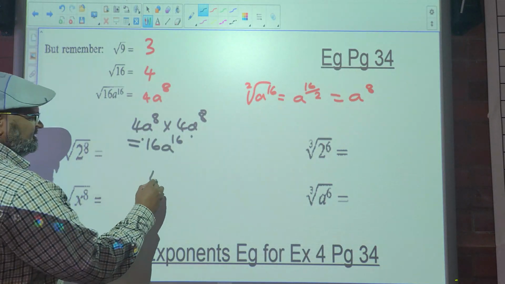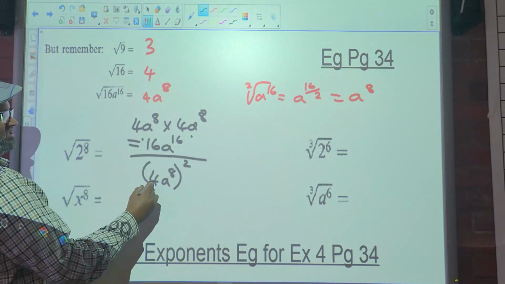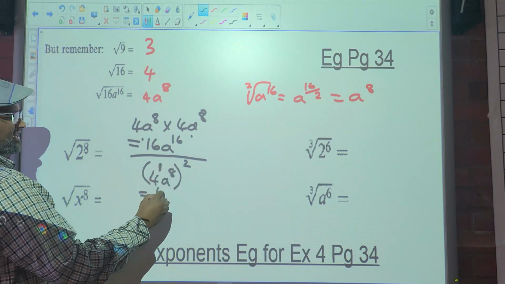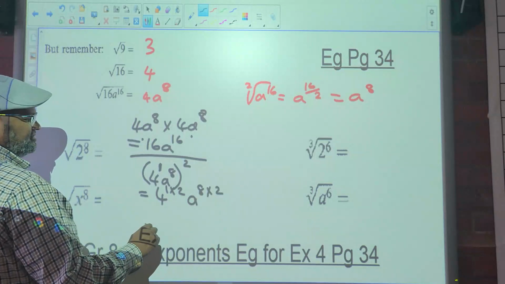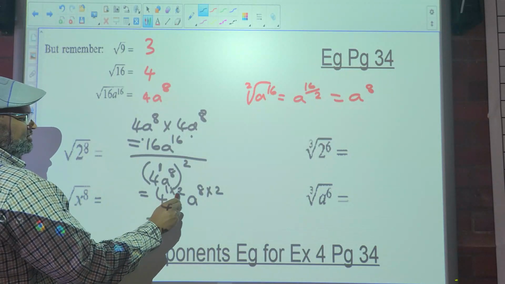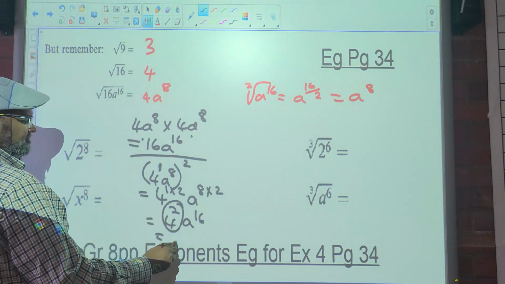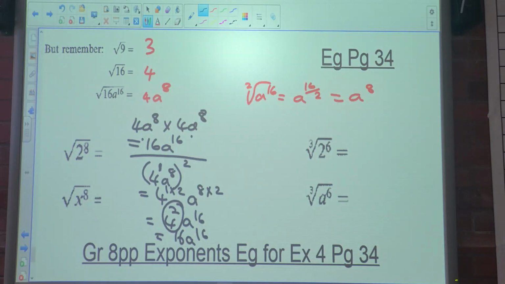Otherwise, you could have also said 4a to the exponent 8 squared. What is 4 squared? 16. 1 times 2, a, 8 times 2. So it's 4 squared, 16, a to the 16. Two different ways of doing the same thing. Okay. See any confusion here?